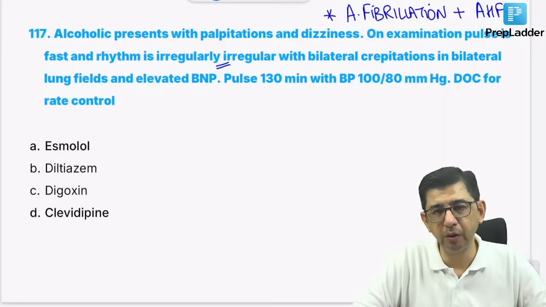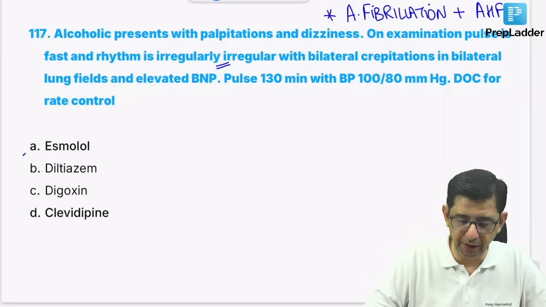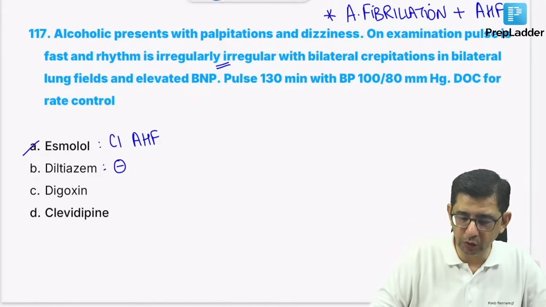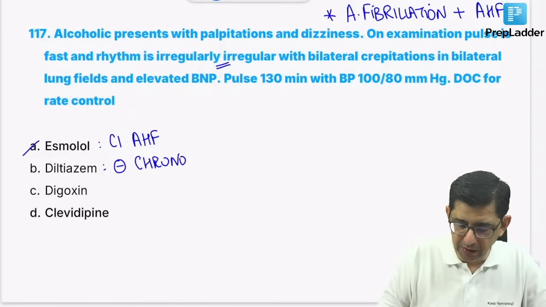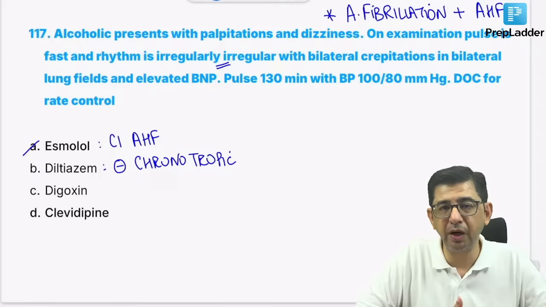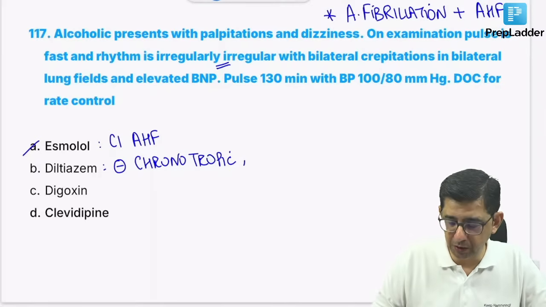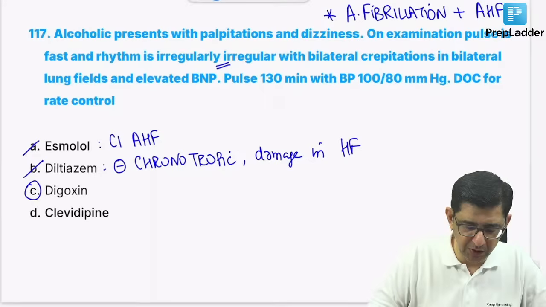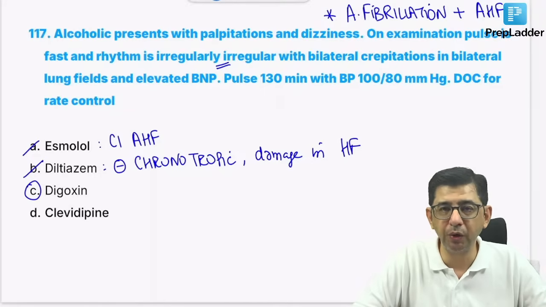We would not be giving beta blockers to this person because beta blockers are contraindicated in patients of acute heart failure. Diltiazem acts on the AV node, so it will have a negative chronotropic effect, and that is okay. But at the same time, it has a negative inotropic effect and would cause damage in a patient of congestive heart failure. So again, not recommended. The answer in this case is digoxin because it will help in controlling the irregular rhythm by causing a vagal stimulation.